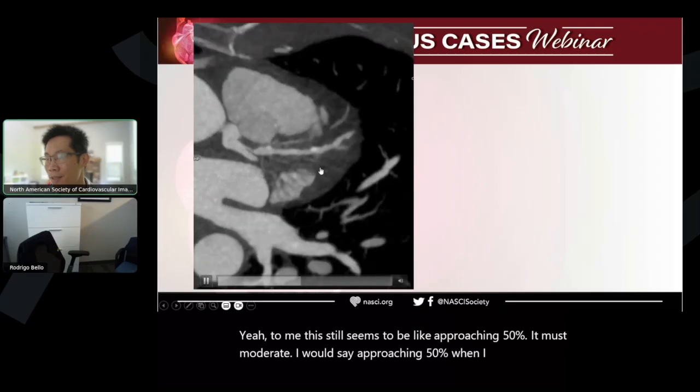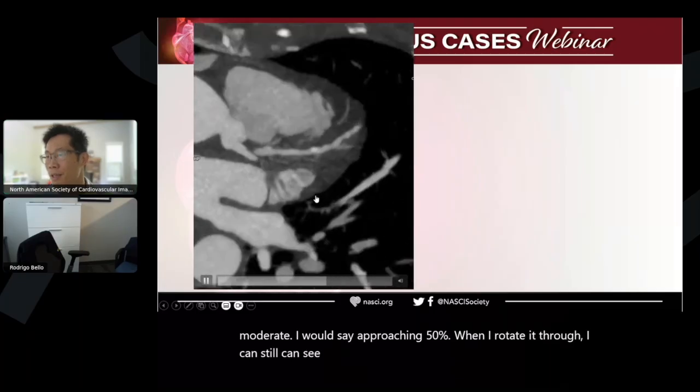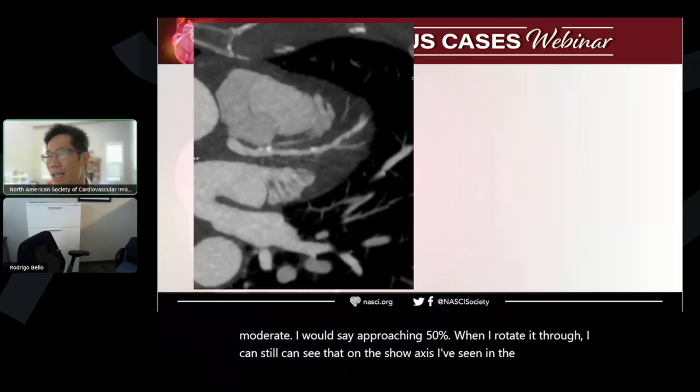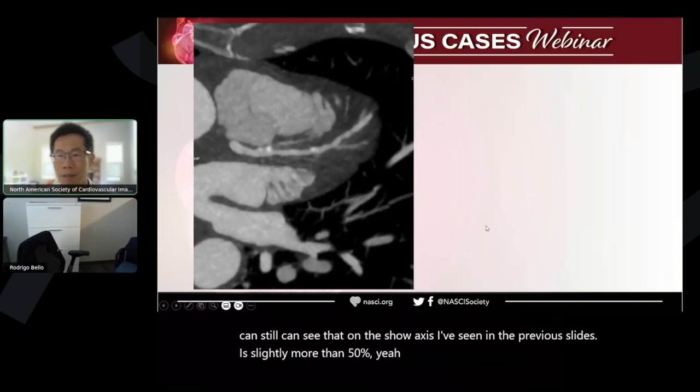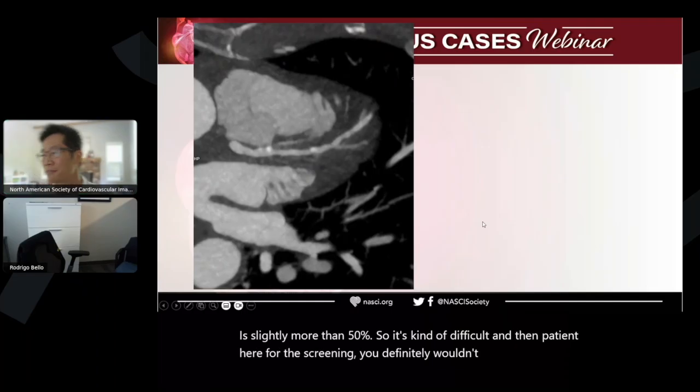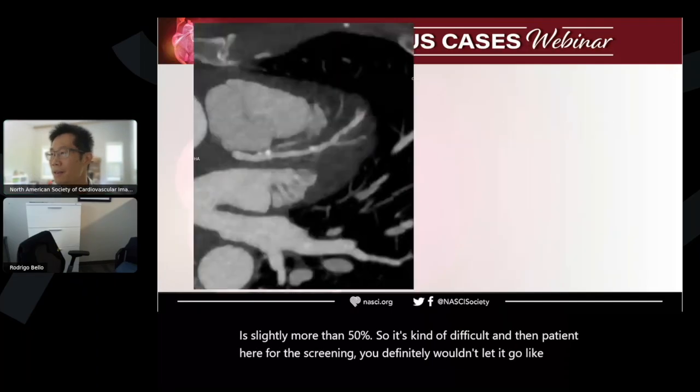I still can see that on the short axis I've seen in the previous slides. It's slightly more than 50%. So it's kind of difficult. And the patient here is for the screening, you definitely wouldn't let it go like this.